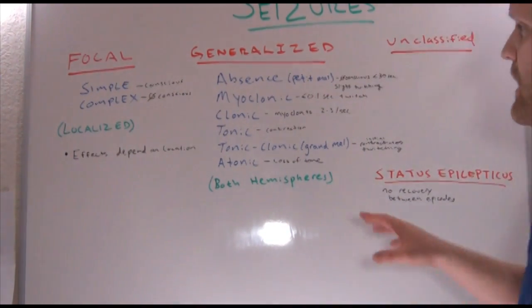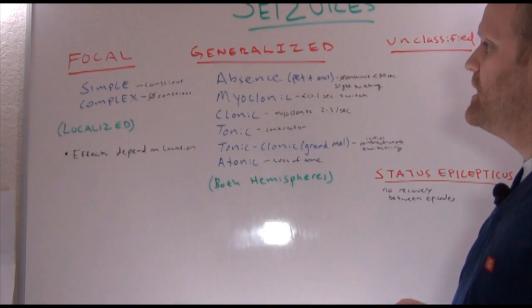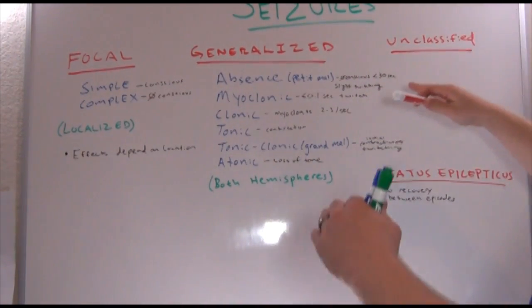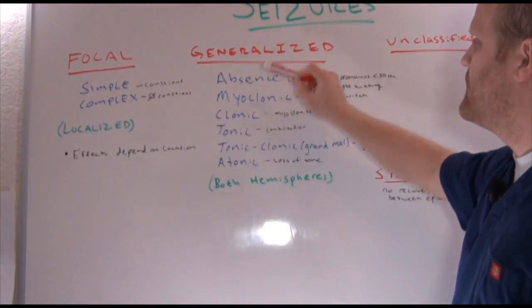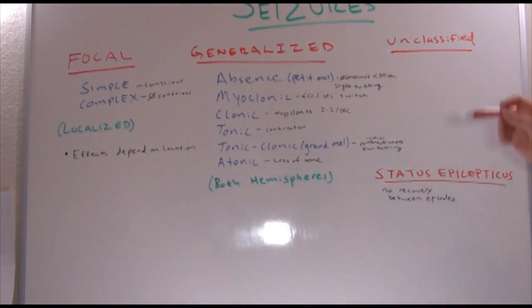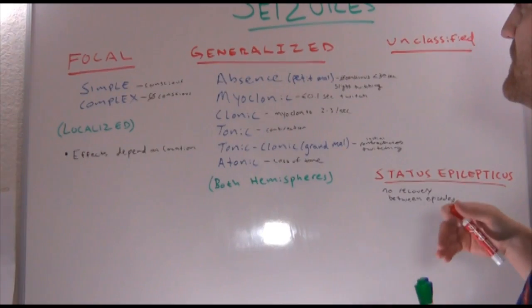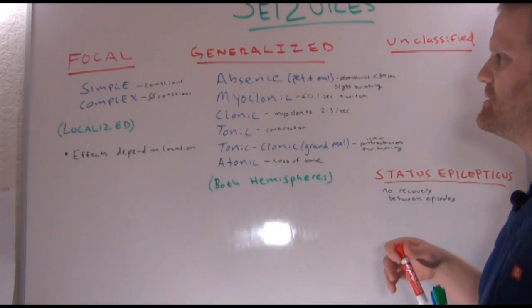Okay, so let's get right into it. Today we're going to talk about seizures. There are 3 basic categories for seizures. First we have focal, then we have generalized, and then we have unclassified. Okay, so let's break those down. Within each of those classes there's a couple different kinds as well.